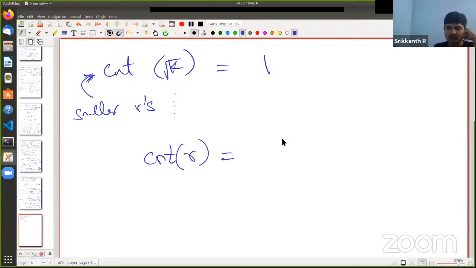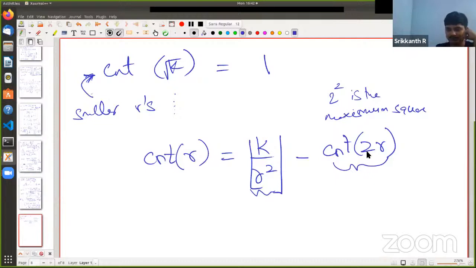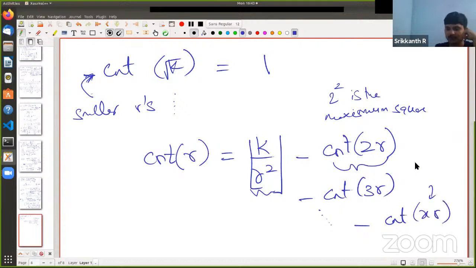And we say that count of r is k by r squared, these are the total number of numbers, minus count of 2r. So this will have all the square numbers that have the maximum square as 2. So 2 square is the maximum square that divides these numbers, and we can subtract them from k by r square. Similarly, subtract count of 3r and so on. So we'll count x r until we exceed square root of k.